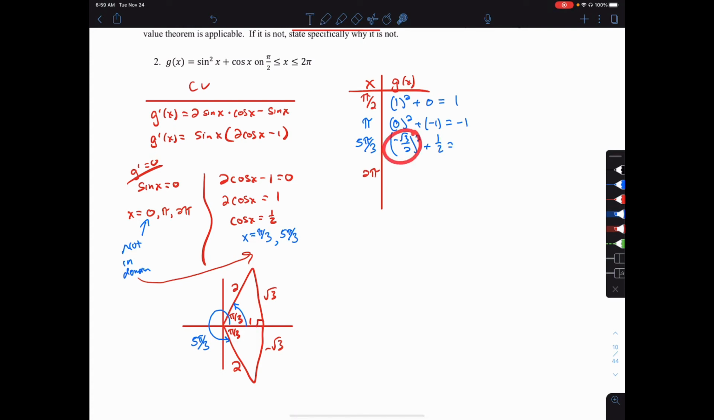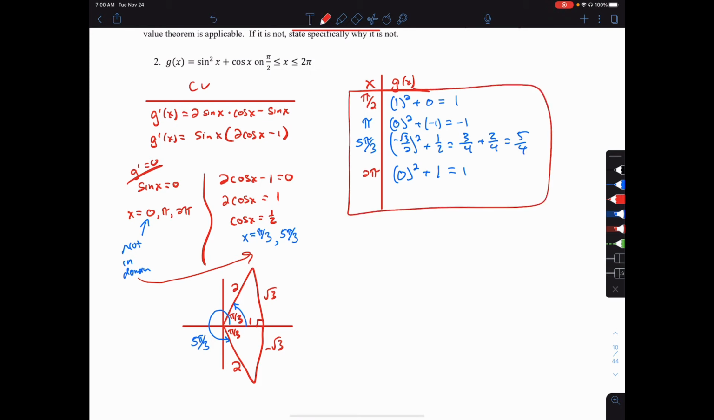If you square a fraction, you square the top and you square the bottom. Square a negative, you're going to get a positive. I'm going to change the 1/2 to a common denominator. It's going to give me 5/4. Then finally 2 pi. Sine of 2 pi is 0 squared. And cosine of 2 pi is 1. So that completes my little table.